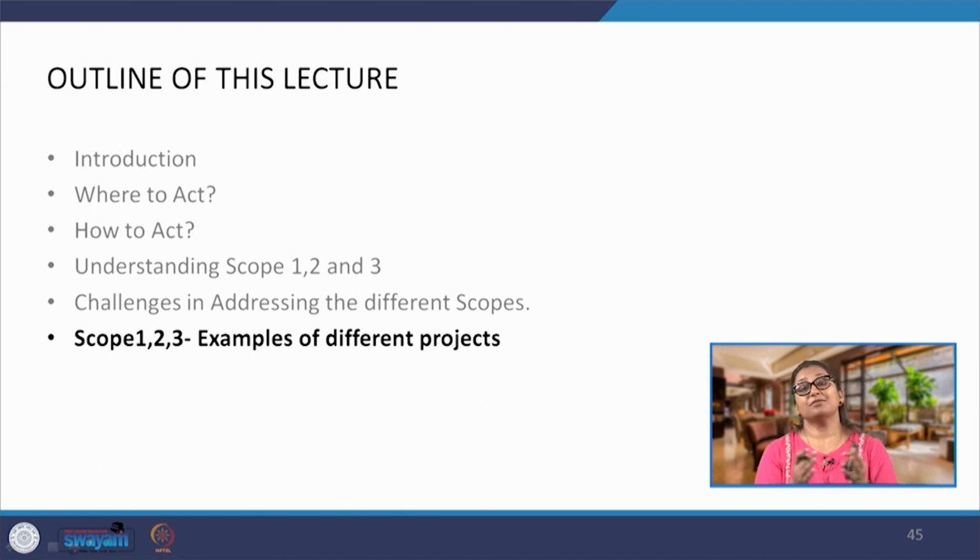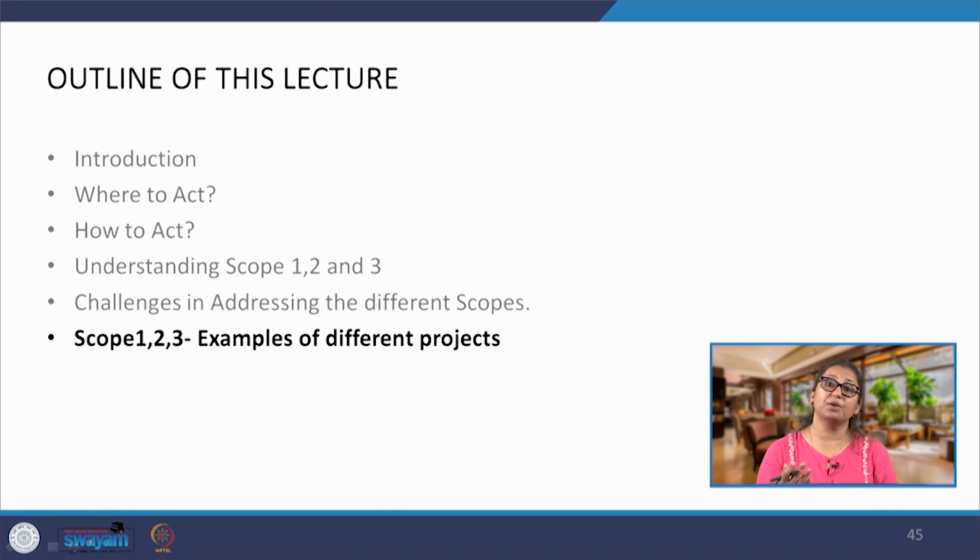Now, we have talked theoretically about these. I continued to give you some examples, if it is an IT industry or a fuel selling company or a garment manufacturing company. But today we are going to see some real case studies. These are accounted case studies. So, today what we are going to see is examples of different projects for all 3 scopes, scope 1, 2 and 3, and these are accounted projects.